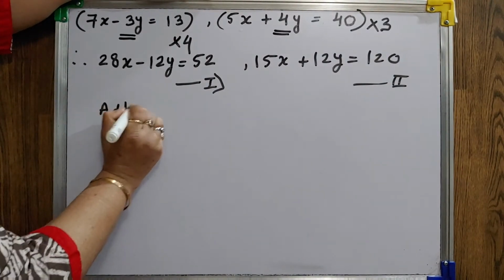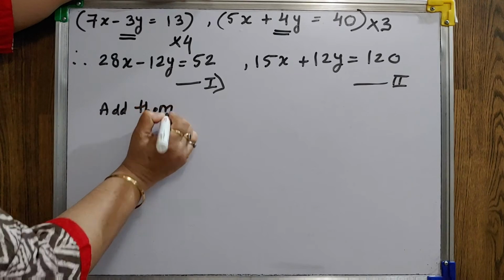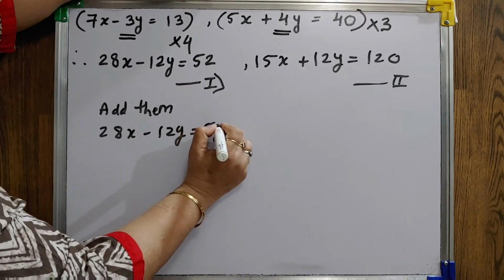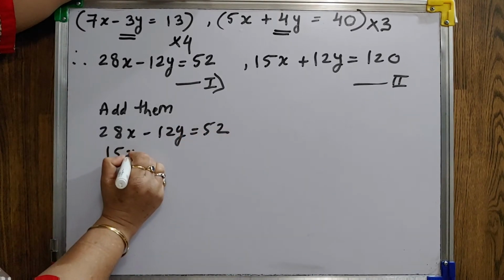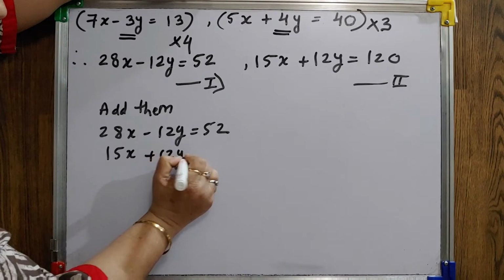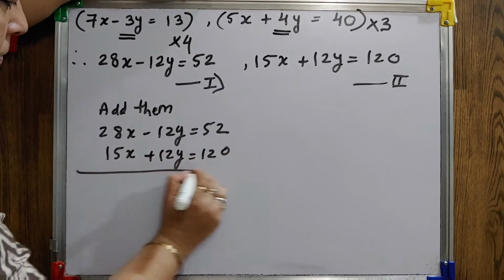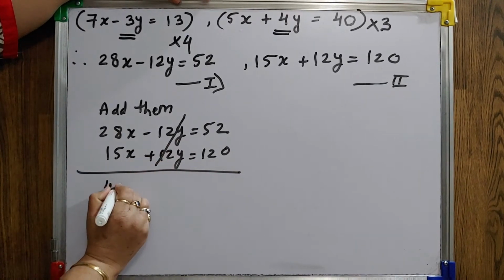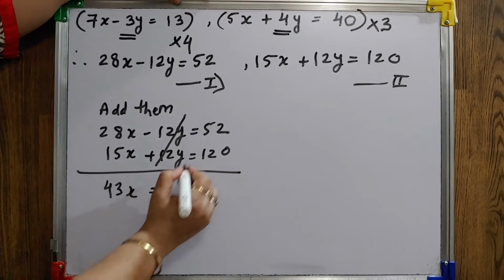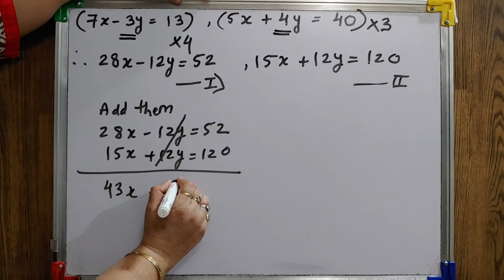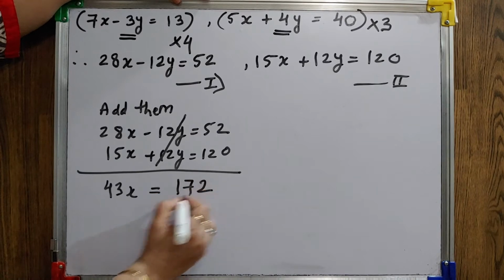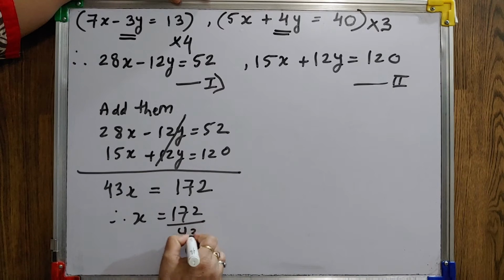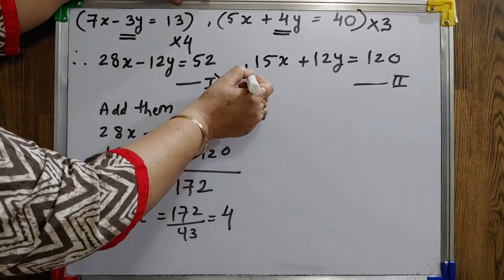Same way, add them. First arrange according to variables. Now 12y and 12y get cancelled. How much is it? 43x. When you add, what will you get? 172. So when you divide this with 43, you will get your answer 4.